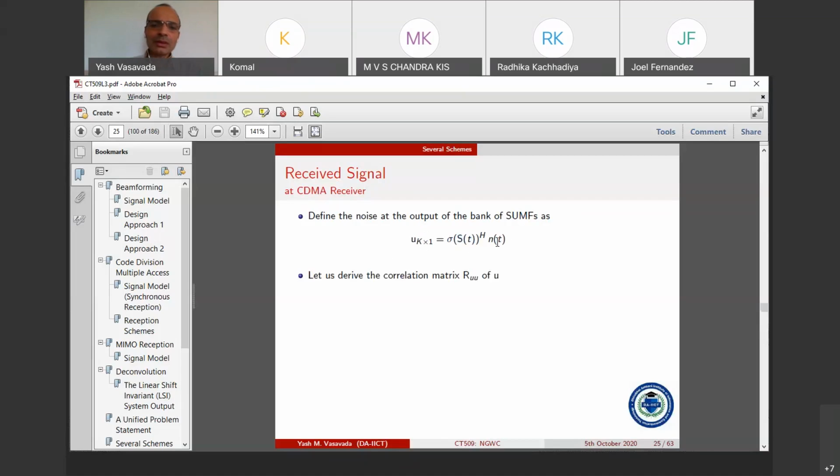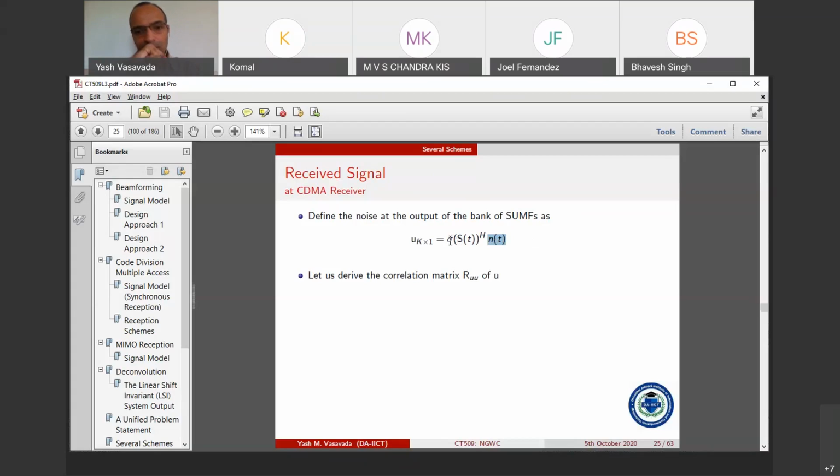Now, I want to ask you, if I take the correlation matrix of n, what will that be? Diagonal. Right. So we have assumed n to be a white noise signal. Basically, it's uncorrelated. And so if I take n(t) times n(t) conjugate transpose, then I get not only a diagonal matrix, but I get the identity matrix. If I take the correlation of sigma times n(t), then I get a scaled identity matrix where the scaling is sigma squared.